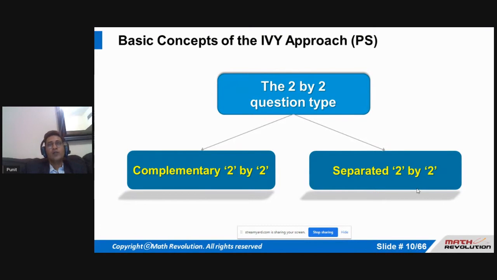And separated 2 by 2 tables are the entities which are related to each other, like rate, time, and work. Then we have a lot of others. So this is how we will be talking about this application today. The first one was percentage is 100. The second one is fractions LCM. The third one that we have just briefly talked about is complementary tables or separated 2 by 2 tables.